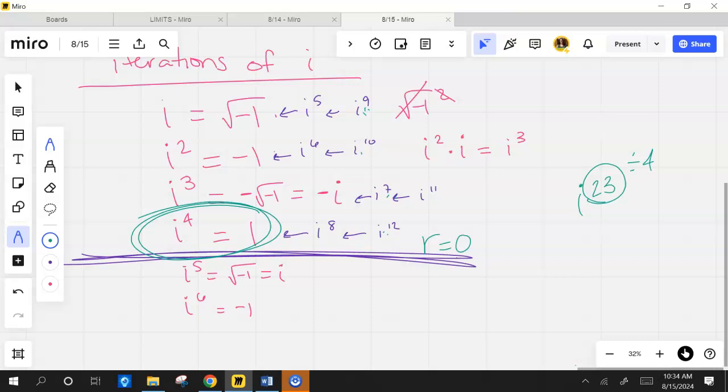So my remainder of 3, well, which iteration would that go into? The third one, right? Or when you divide it, you get 0.75. A remainder of 2 is 0.5. So the remainder is telling you which iteration to use if you divide by 4.